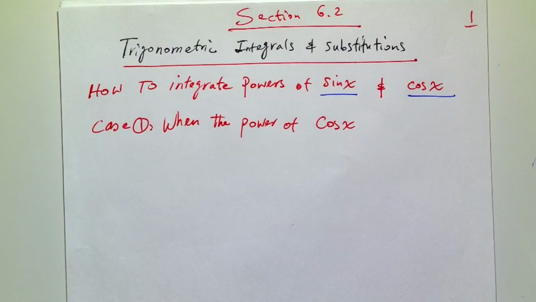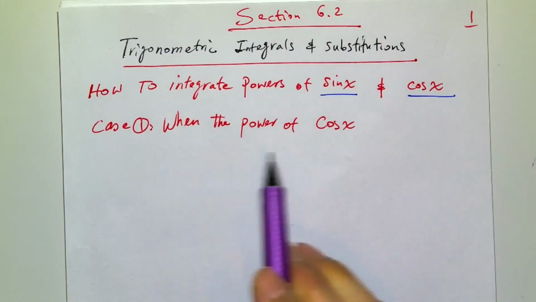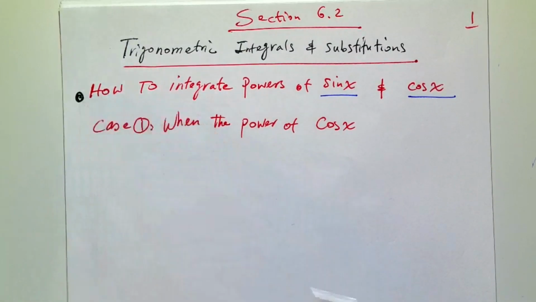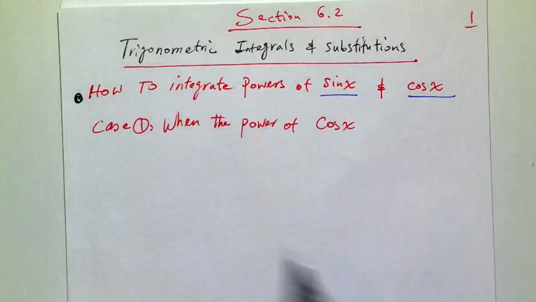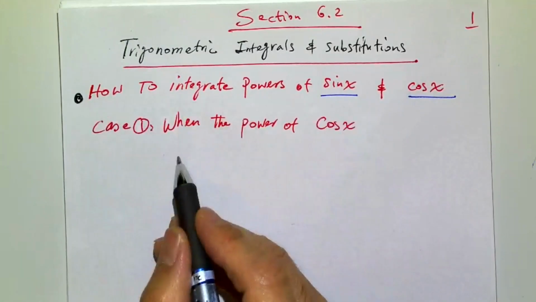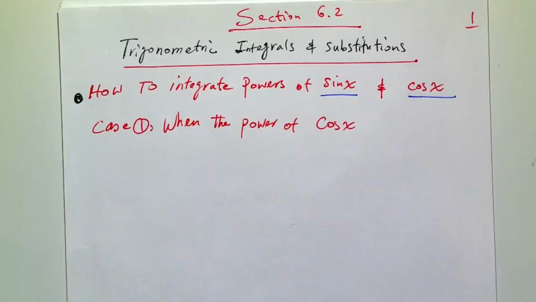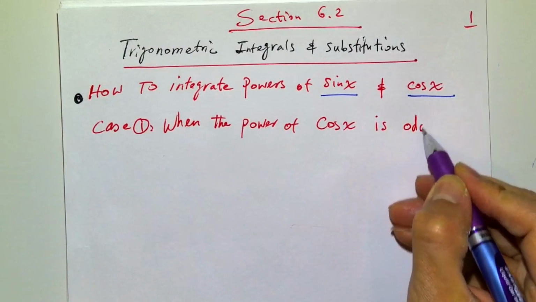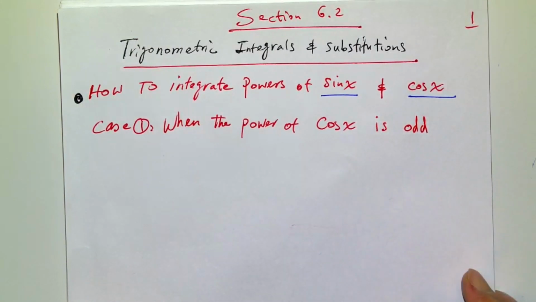So in this section, the first thing we will talk about is how to integrate powers of sine x and cosine x, powers that are, of course, higher than 1. So case 1, the main topic of this portion of the lecture, will be when the power of cosine x is odd. Any odd power, 3, 7, something like that.